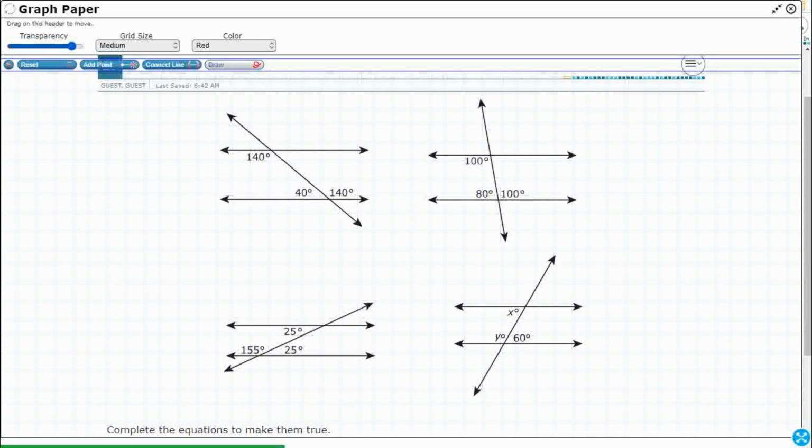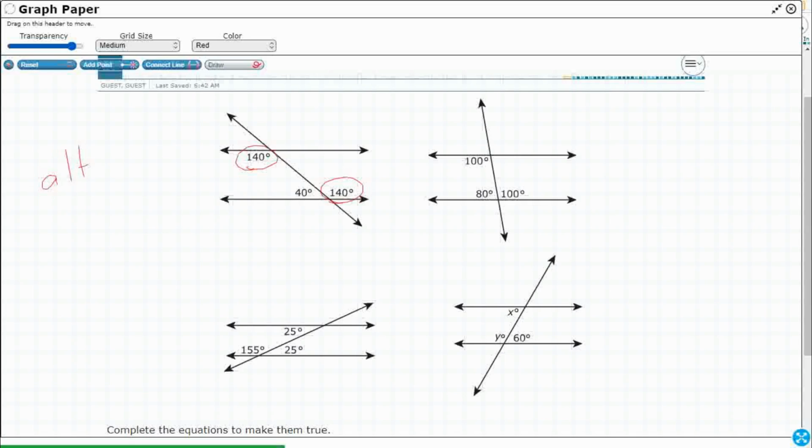First, what we need to see here is that alternate interior angles are equal. So take a look at this 140 and 140. Alternate means they're on either side of the transversal, and interior means they're on the inside. They're not on the outside of those parallel lines. So alternate interior are equal. So they're both 140, right?